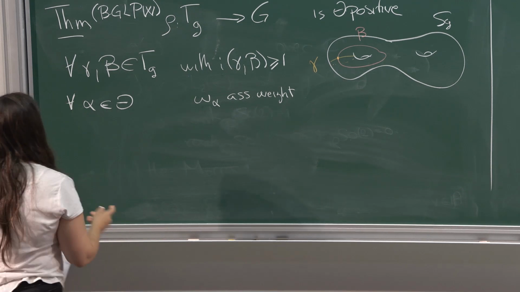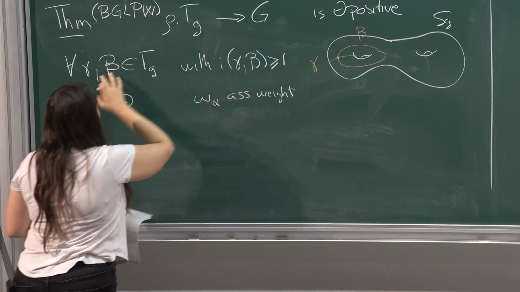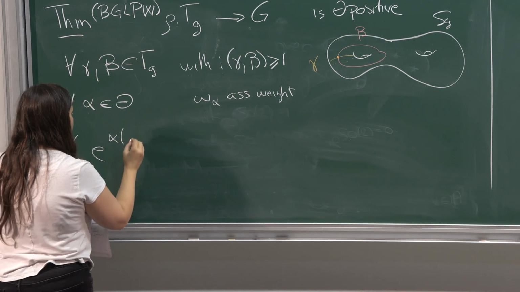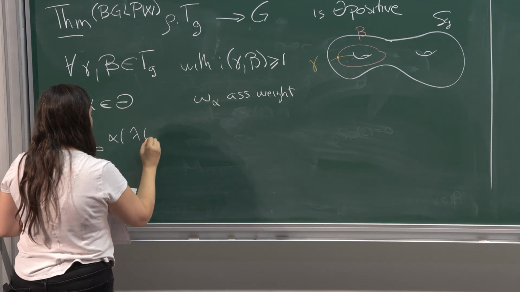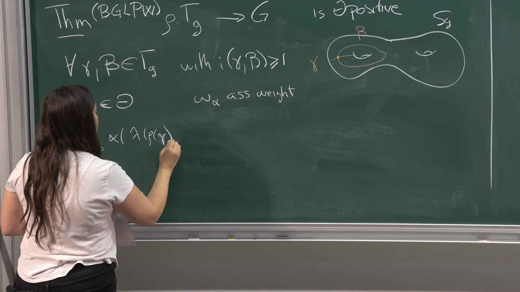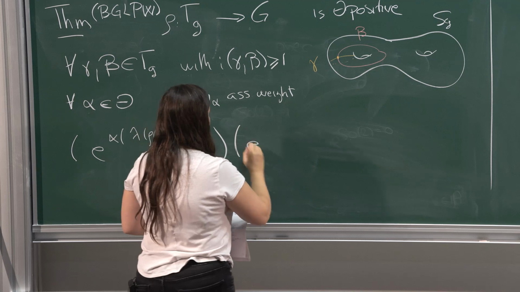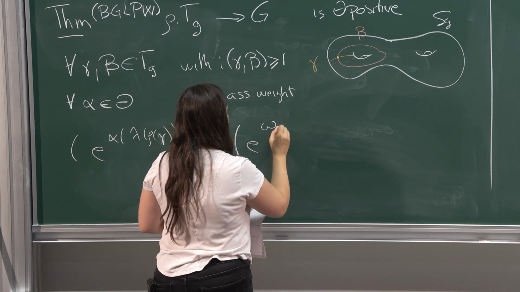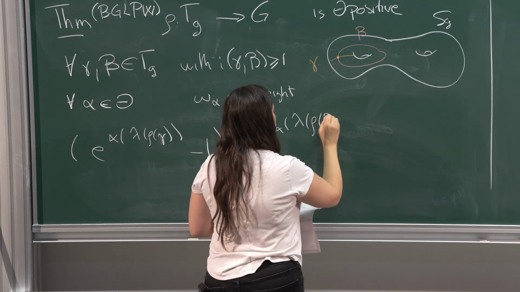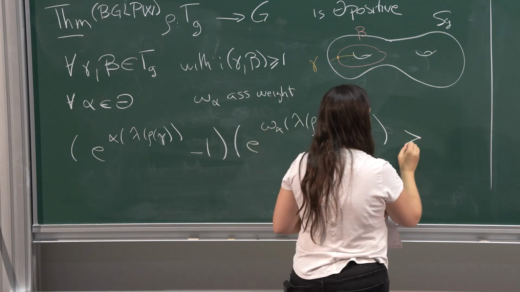And then what we prove is this inequality of the eigenvalues of these two elements in G, which is: e to the alpha of lambda of rho of the first one, gamma, minus 1, times e to the omega alpha of lambda of rho of beta, minus 1. This is bigger than 1.